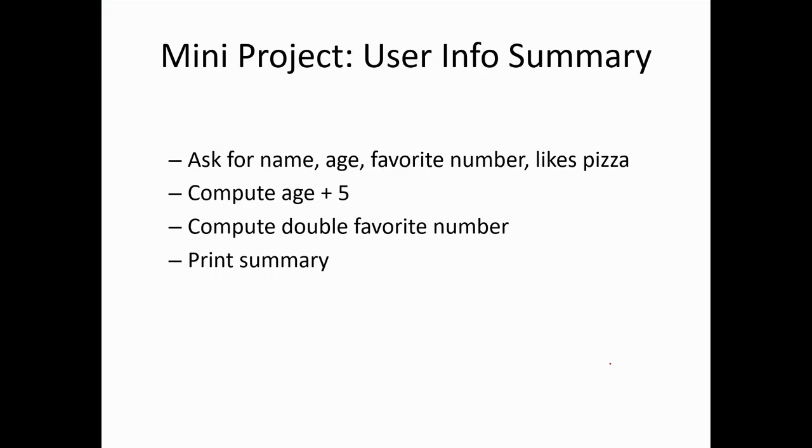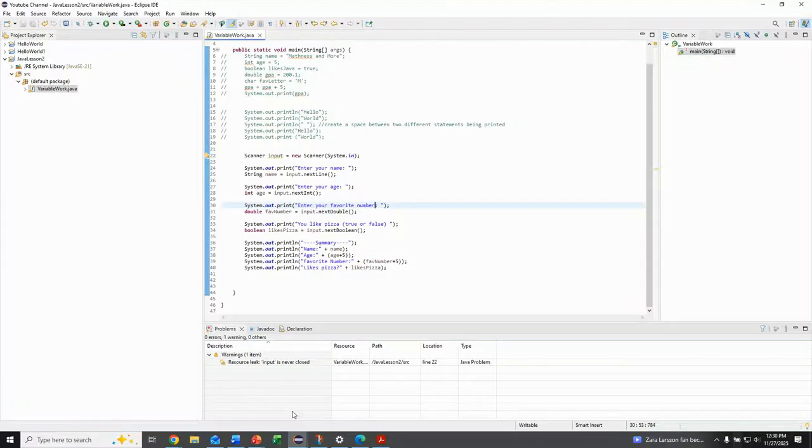Compute the age plus 5. So once they return an age, add 5 to that age. And then once they have their favorite number, make sure it's a double. You can also add 5 to that. And then we're going to print a summary. So pause the video and then I will show you the results of what the code could look like. Remember, there are multiple examples, but I will show you a template or an example of how we learned in this episode.